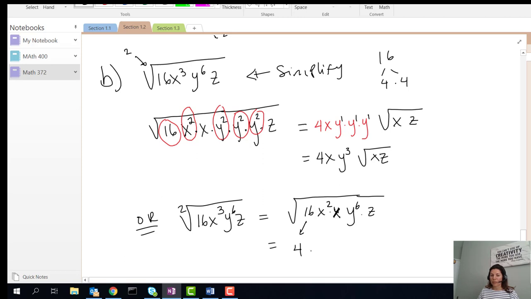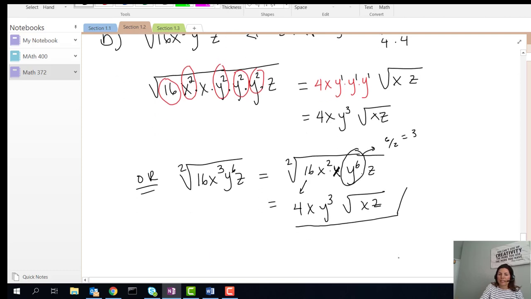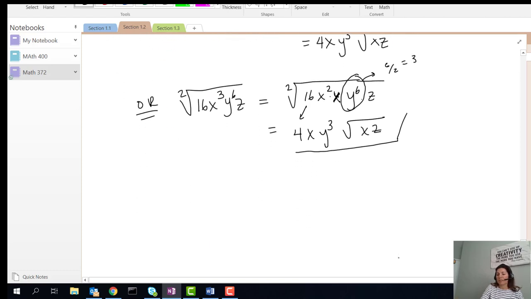The square root of x squared is x. And now for the square root of y to the 6, I would essentially take the power of the y and divide it by the index. So 6 divided by 2 is 3. So a y cubed comes out. And then you're left with the square root of just xz. And you get the same answer. And so that's a slightly faster way of doing it, which is really helpful when you have really high powers.